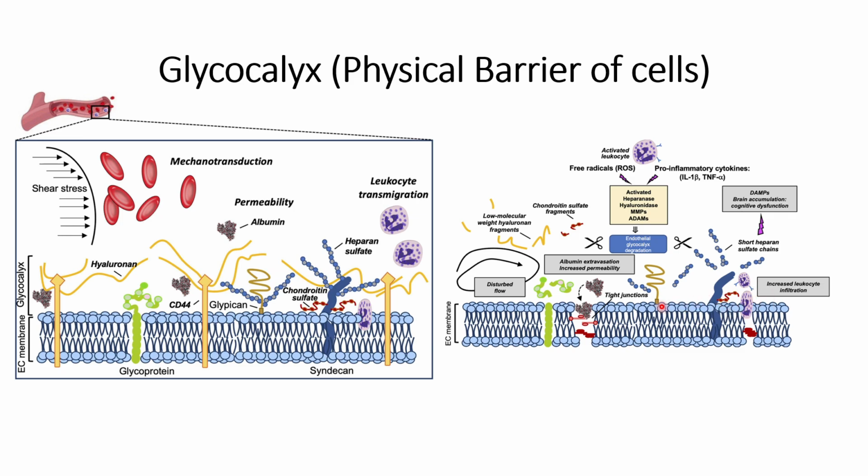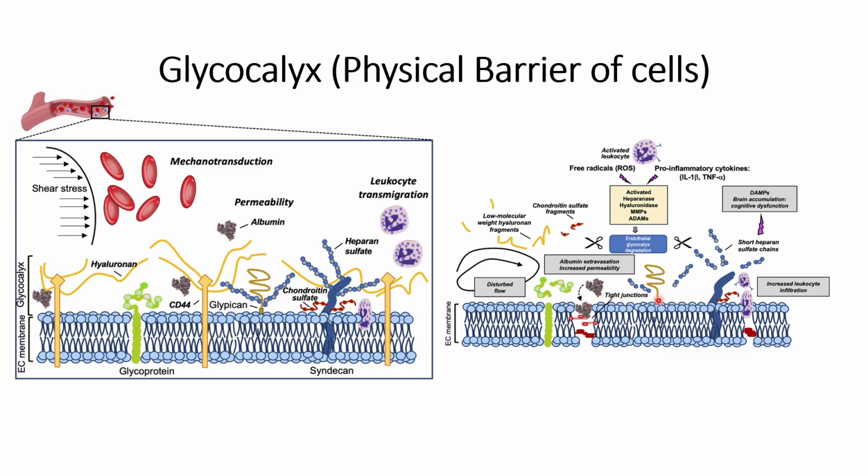And at the macro scale, what will happen is the tight junctions will get loosened up, and that increases albumin extravasation and permeability, and also the infiltration of leukocytes will increase. That is, even without any injury, this leukocyte infiltration will occur at undesired areas.